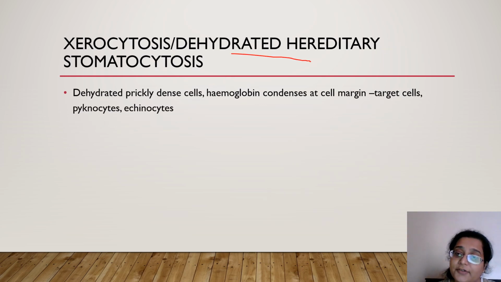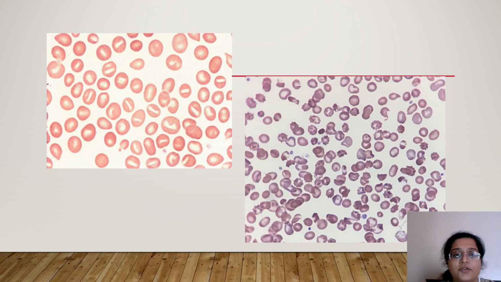Xerocytosis, or dehydrated stomatocytosis. Again, I told you that you have target cells, pycnocytes, echinocytes. Well, it means a lot of cells, not only stomatocytes. So this is a stomatocytosis, and here you see xerocytosis. Okay. See these kind of shrunken dehydrated cells. Okay.